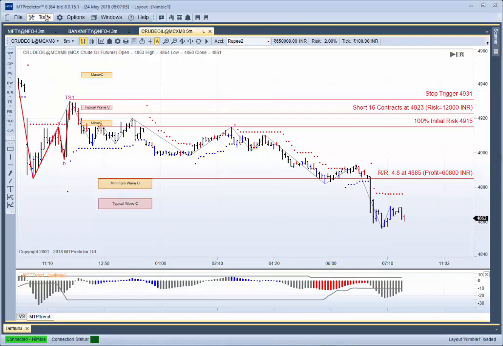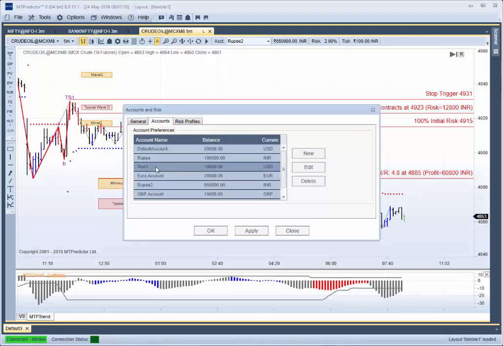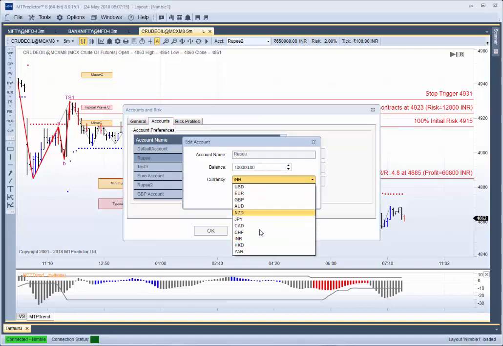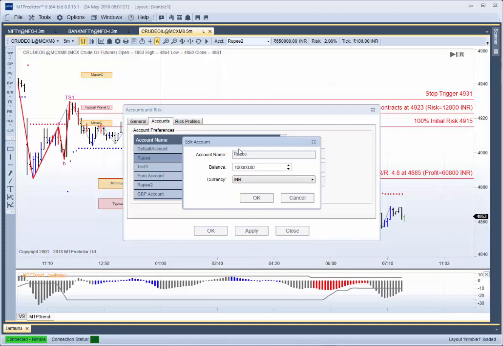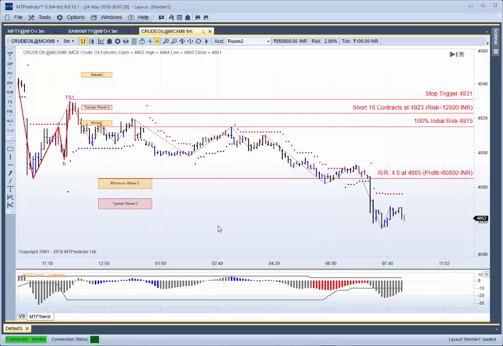If I go to Tools, Accounts and Risk, you can set up your different accounts with different sizes and different currencies. If you're in India, you'd want to have Indian rupees, and you can set up your account balance and give it different account names you wish there. I've got here two accounts in rupees there. So once that's done, you can then change your account here, and as you can see, your position sizing varies to take account of the risk that you're taking, in this case less than 2%, on the account you have set up here.